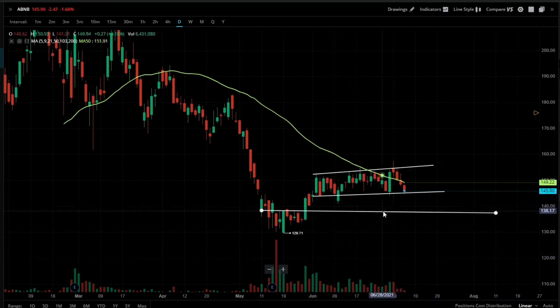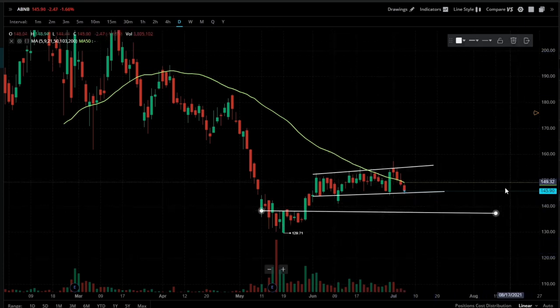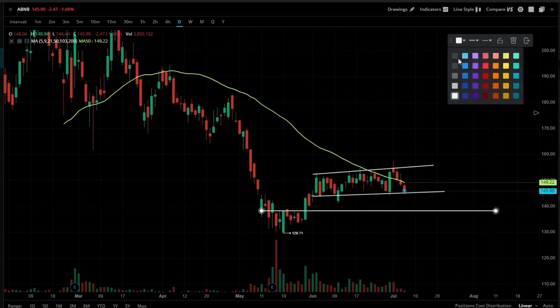I like to keep my chart clean, so I'm just going to keep this line right here, and I'm gonna make it blue myself.